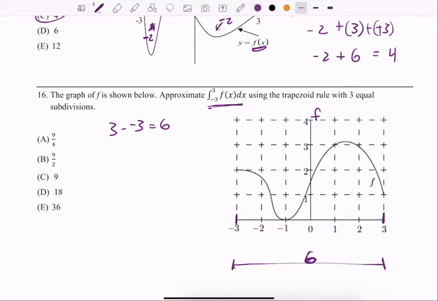Now, how many subdivisions are we going to have? We're going to have 3. It says right here. So let's go 6 divided by 3. That means we get 2. This is going to be our delta x. So every 2. So from here to here, so this guy to this guy.